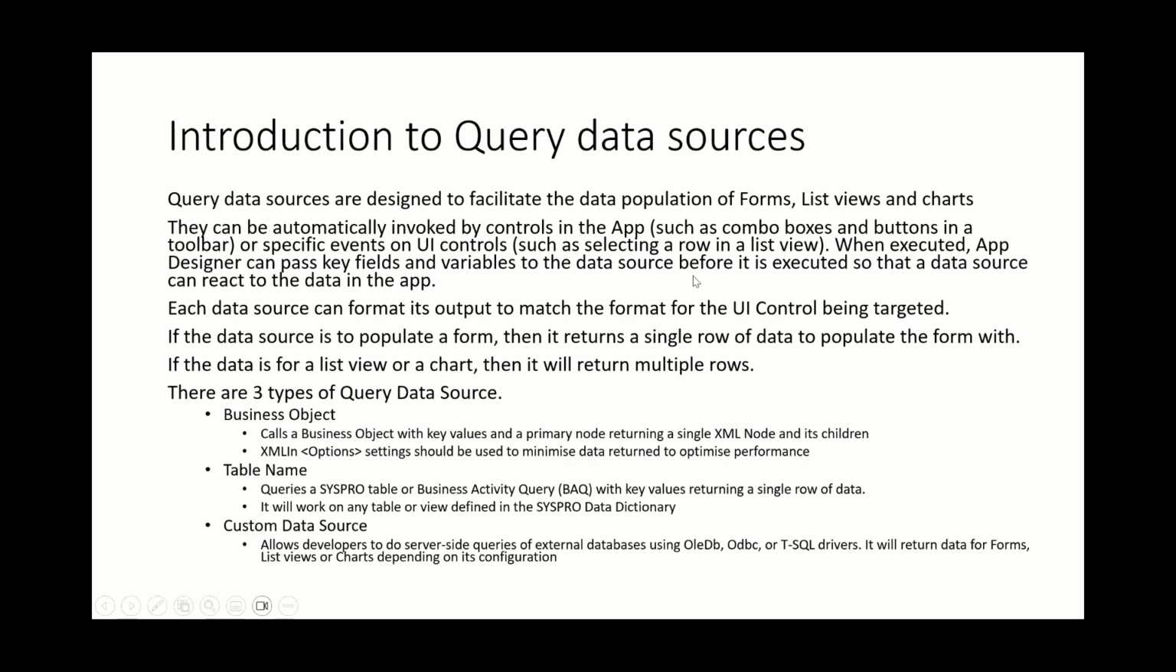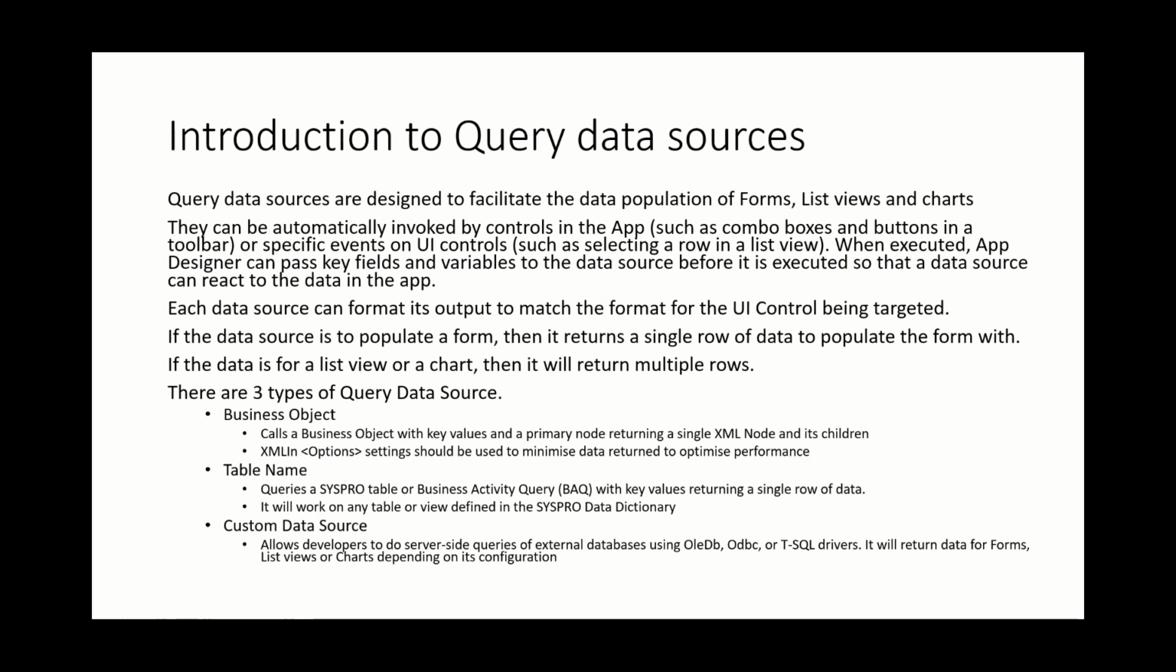Now, there are three types of query data source. The first targets a business object, and therefore keys and variable data are passed into the data source and used to set parameters on the XML in for the data source, along with a primary node to the data source saying, when you get the data back from the query, this is the XML node that I want you to look for, and then give me all the children for that node.